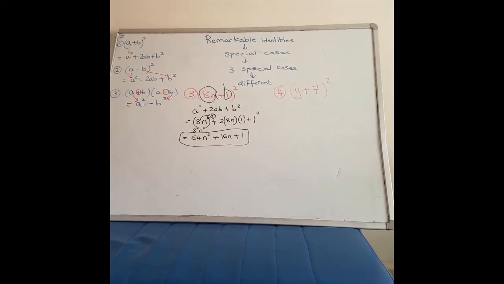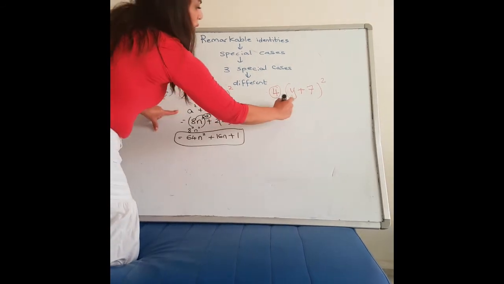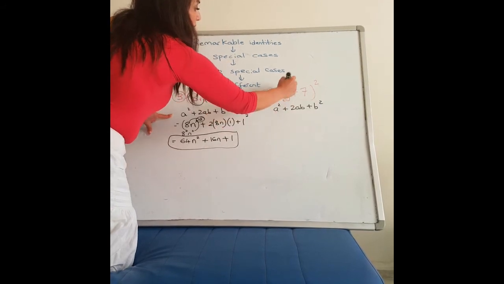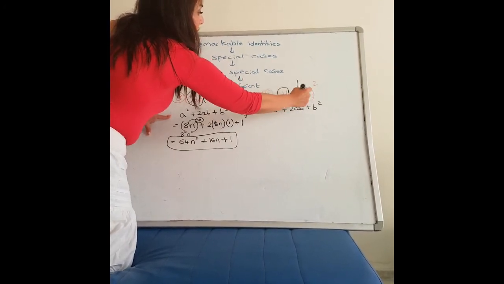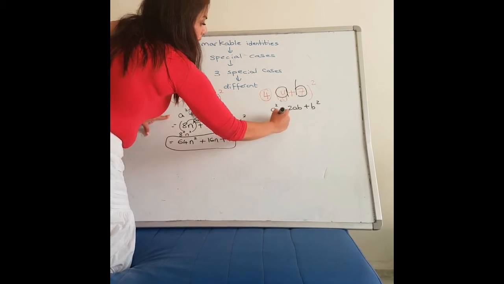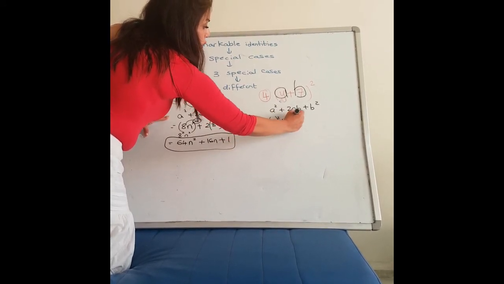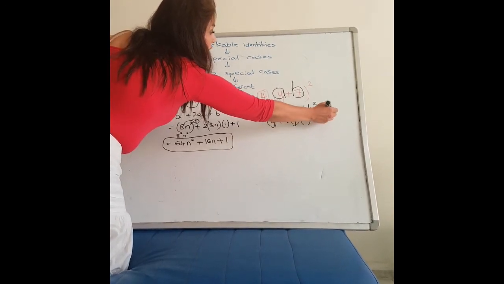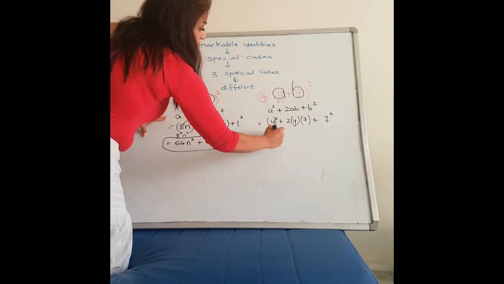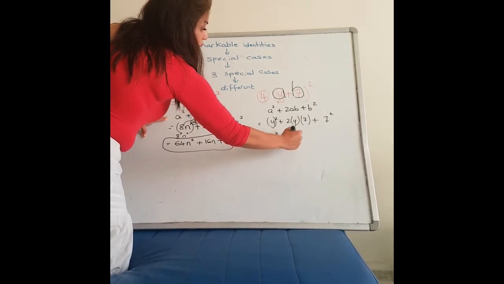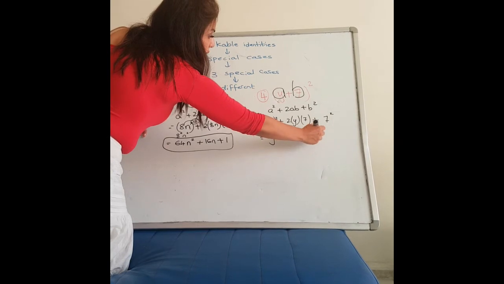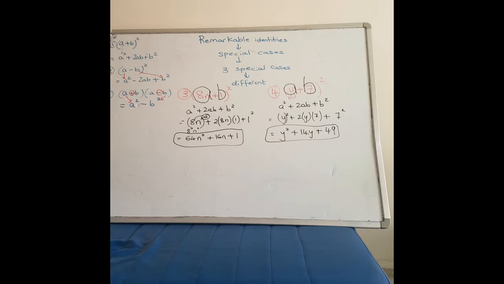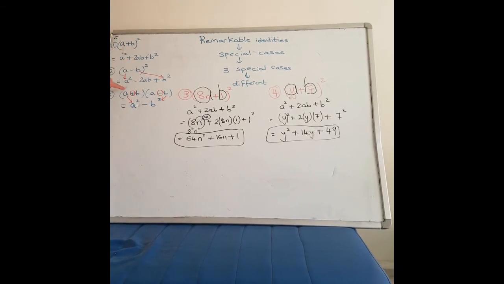Y plus 7 to the second power, again, it's the same formula I'm going to use. A2 plus 2AB plus B to the second. This is my A, this is my B. So my A is Y to the second plus 2 times Y times 7 plus 7 to the second. And now it is Y to the second plus 2 times 7, 14y plus 7 to the second power is 49. I simply substitute it into whichever correct formula or special case I need to use.